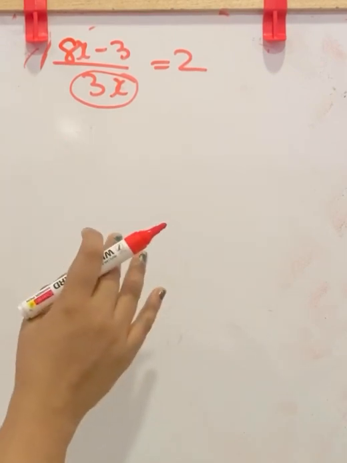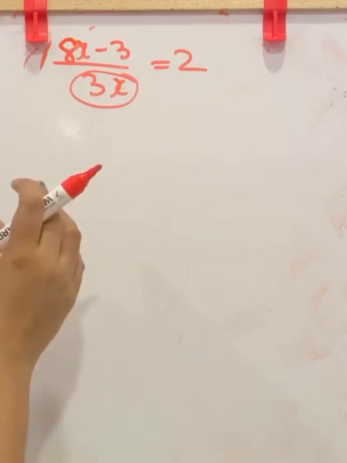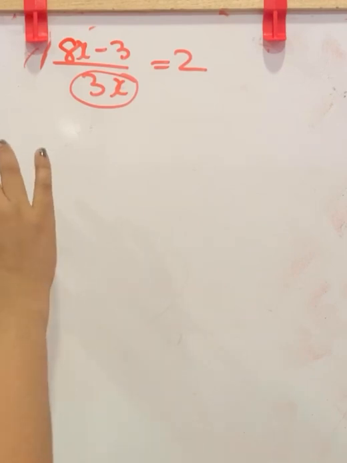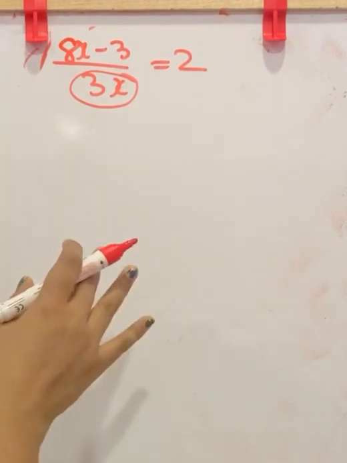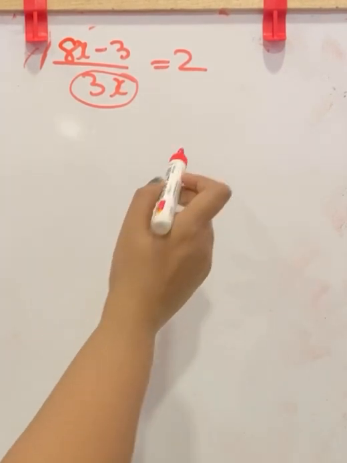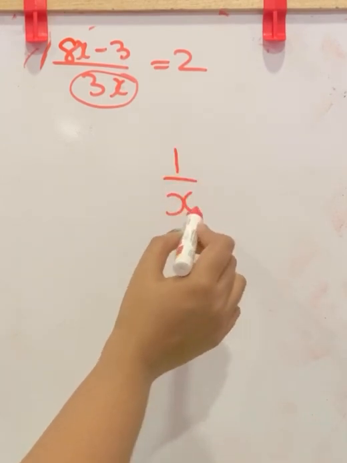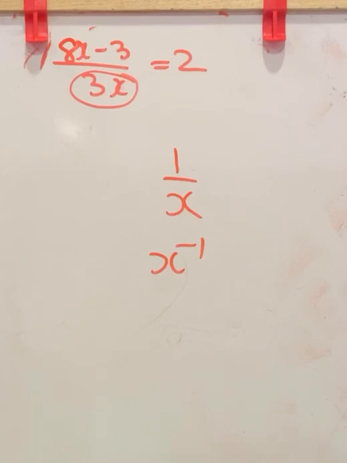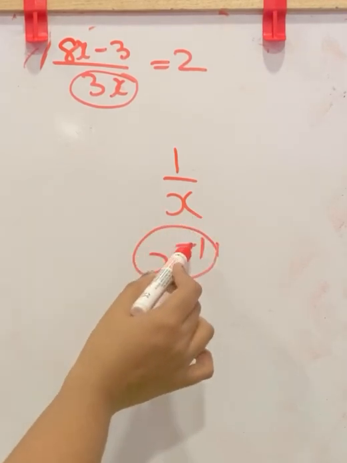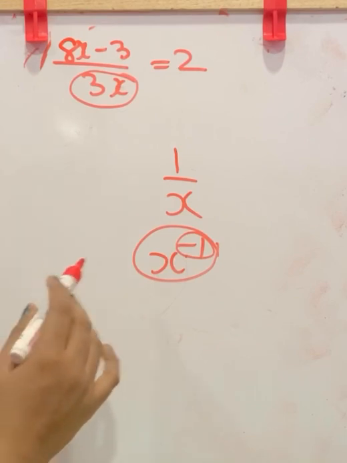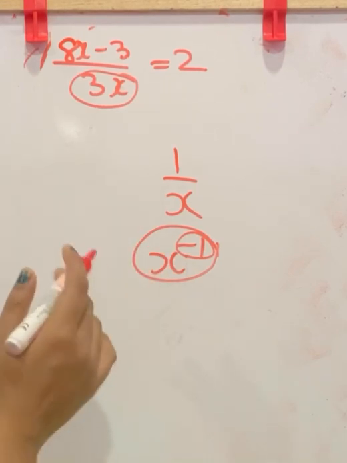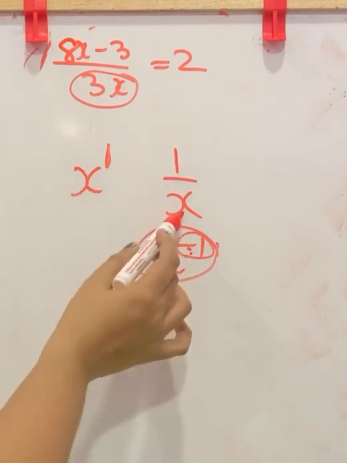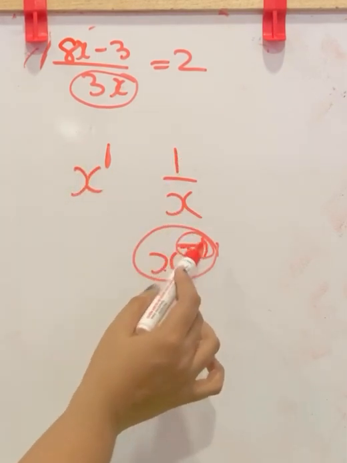For a linear equation, variables must not be in the denominator. Always variables must be in the numerator. I will show you one thing that you will learn later. If it is 1 by x, then it means x raised to minus 1. Here we are not considering negative powers because it is not linear. Linear means the power must be 1, not negative 1. 1 by x means the power is x raised to minus 1.